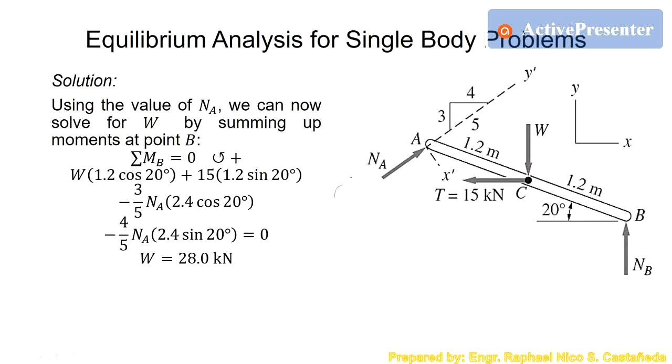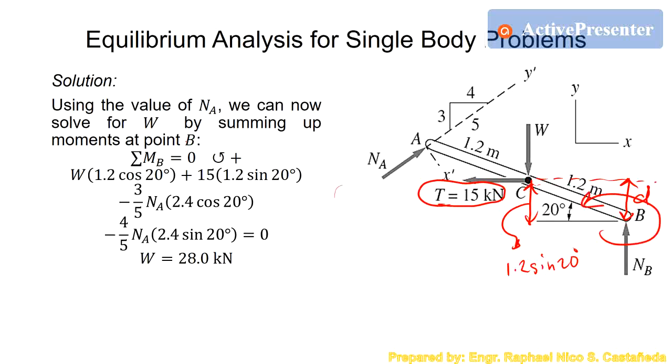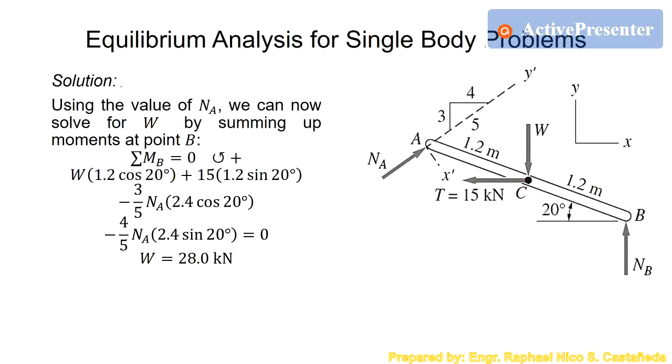Next is the 15 kilonewton force. This is the distance right here. That distance is the same with this distance. So this distance is 1.2 sine 20. T is counterclockwise at point B, so that is positive also. 15 times 1.2 sine 20. So that is the force and the distance. Next, we will break down this NA into two forces.